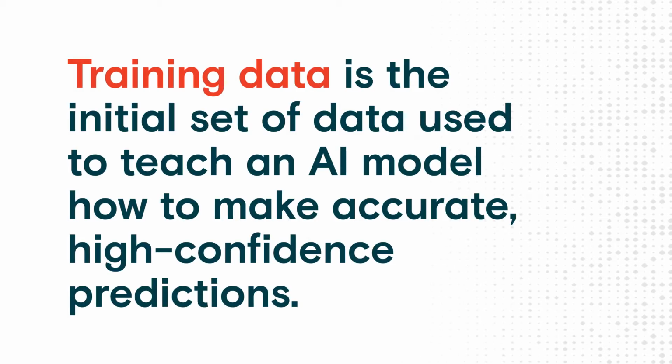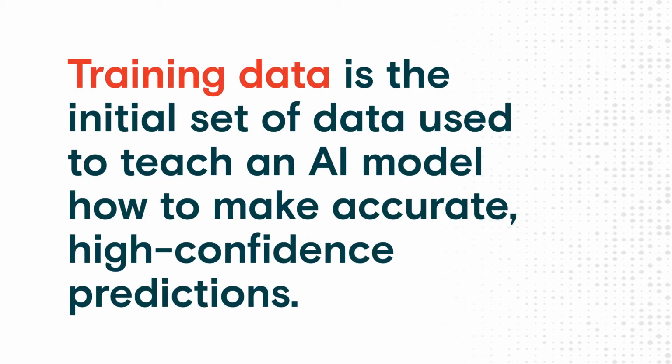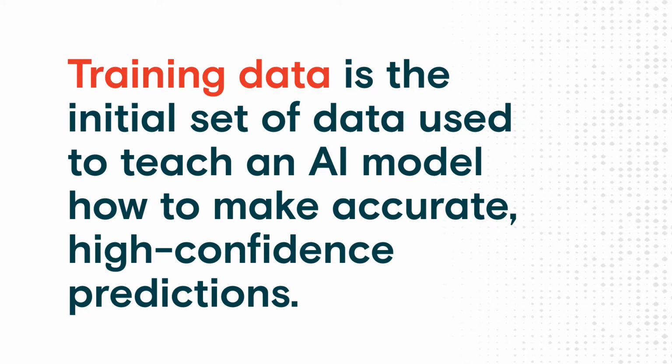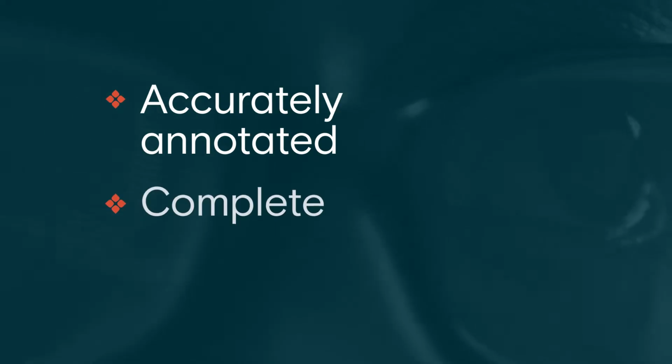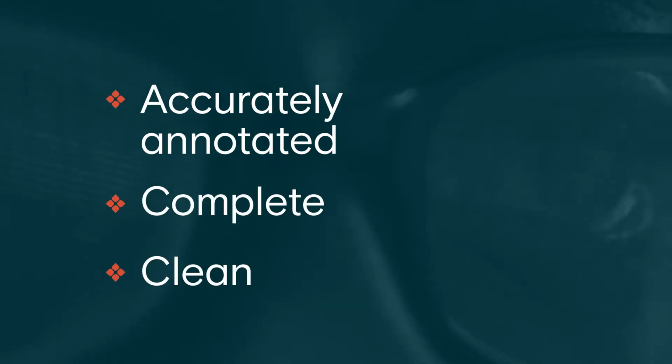Training data is the initial set of data used to teach an AI model how to make accurate, high-confidence predictions. High-quality training data is data that has been accurately annotated, is complete, and is clean. Preparing training data is an important first step in building an effective AI model.